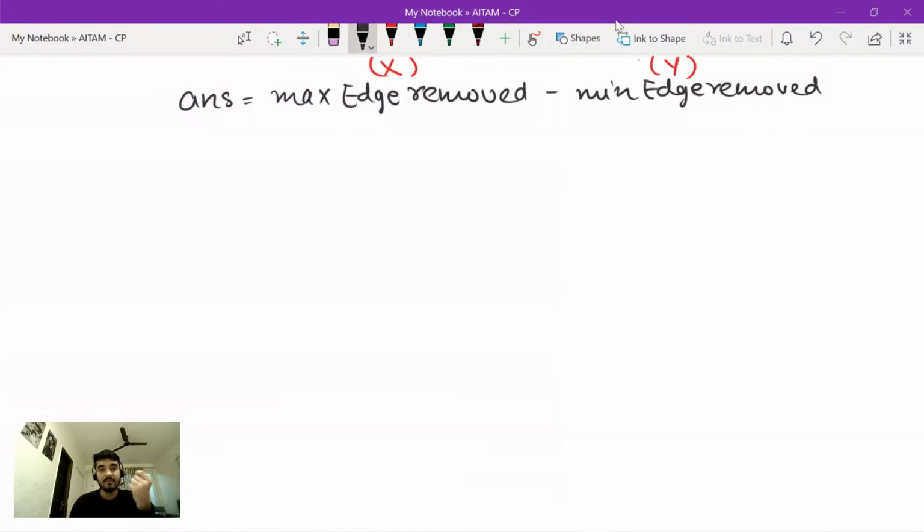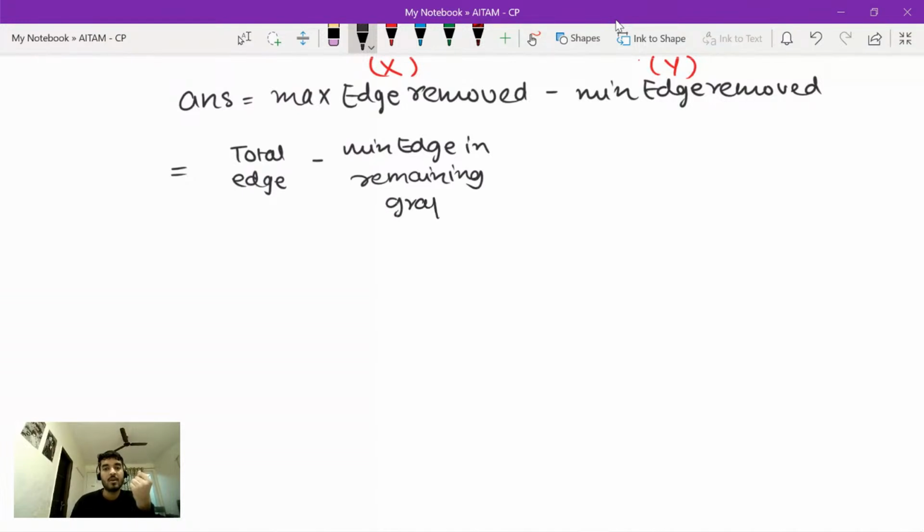So can I write it in this way? That is, maximum edge removed is simply equal to total edge minus, now please try to pay more attention, minus minimum number of edges in the remaining graph. This is the value of x, because if after removing the edges you have a minimum number of edges, then this simply means you have removed the maximum number of edges. A very straightforward idea.